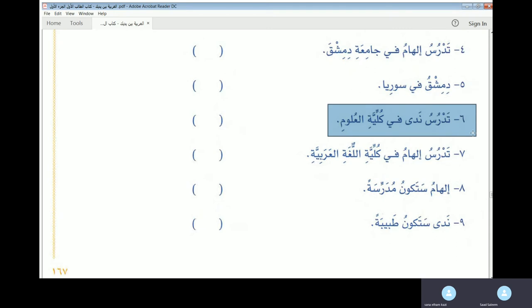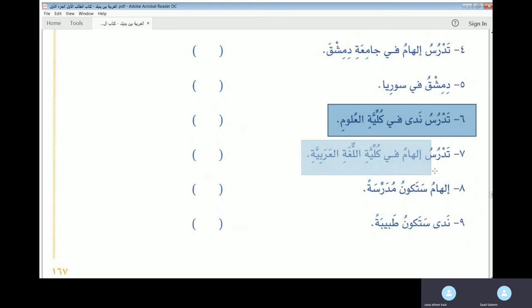Tadrusu Nada fi kulliyatil ulumi. Nada teaches in the faculty of education. Study. Nada studies. No. Tadrusu means study. So Nada studies, right? Yes. Nada studies in the faculty of education. Science. What do you mean science? Wrong, right? It's Ilham. Yes, studies.